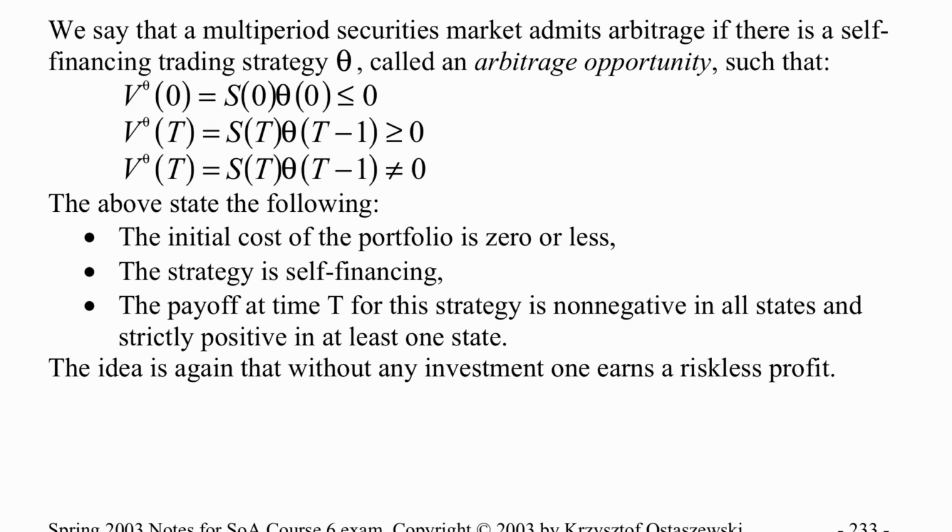We say that a multi-period securities market admits arbitrage if there is a self-financing trading strategy, called an arbitrage opportunity and denoted by θ, such that V_θ(0) is less than or equal to 0, so it doesn't cost any money, and V_θ(T) = S(T)·θ(T−1) is greater than or equal to 0 and not equal to 0, meaning that it has positive payoffs in some states and non-negative payoffs in all states.